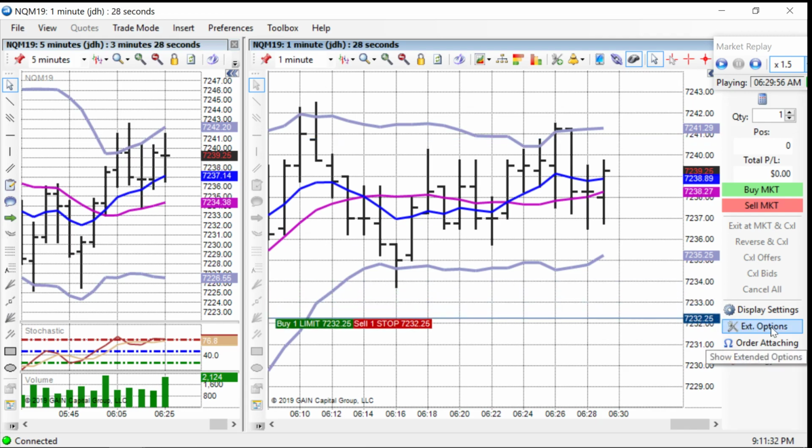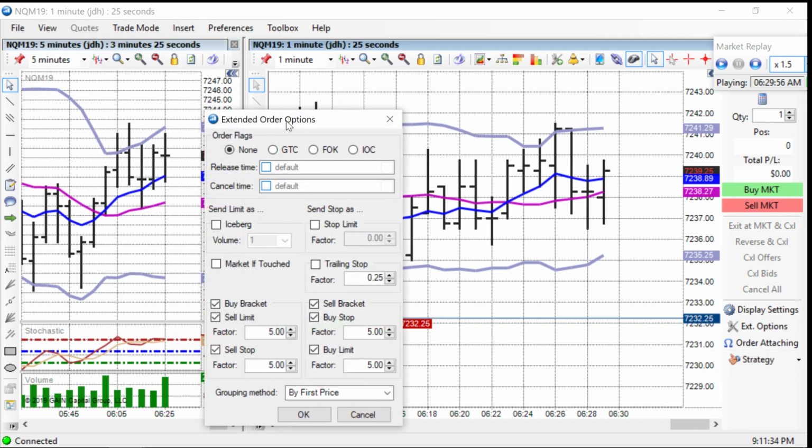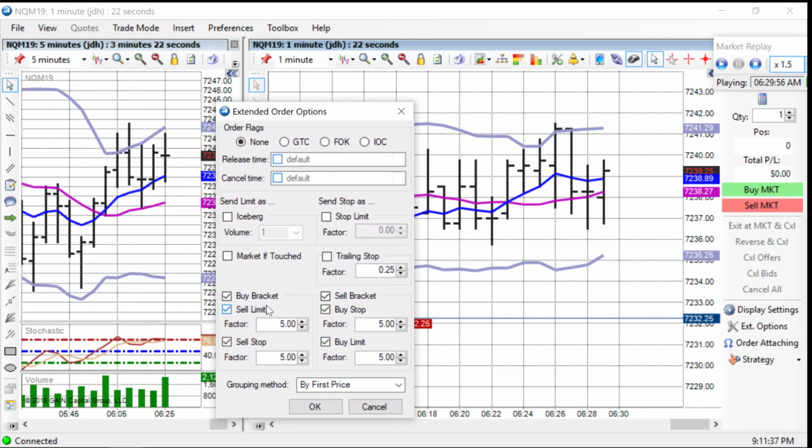As usual, in the extended options menu here, I've set the buy bracket and the sell brackets. The sell stop, which is the stop loss, I've set to 5 points. For the sell bracket, we've set the stop loss at 5 points, and 5 points for the sell limit, 5 points for the buy limit. So we're still in enough volatility, I feel, to justify using 5-point targets.